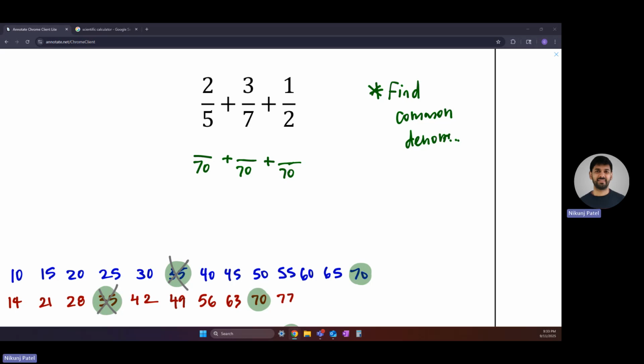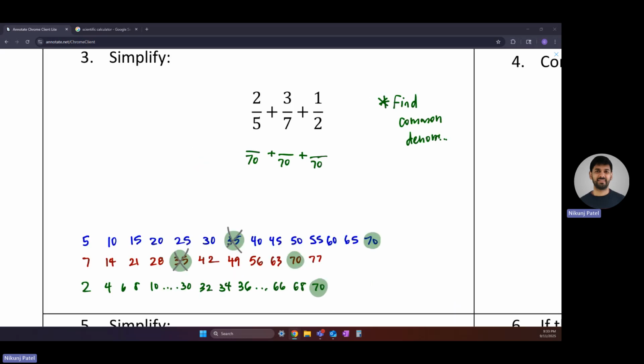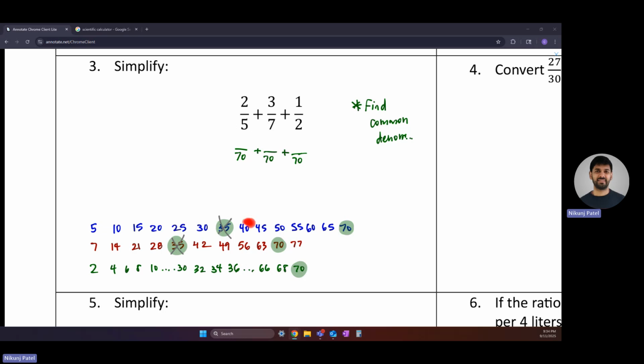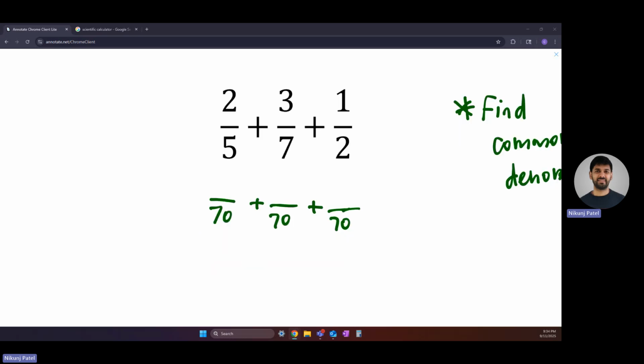So what happened was, for the 5, we need to think about what we multiplied 5 by to get 70. Well, if you go back down here, it took us 14 numbers to eventually get to the 70. So 5 times 14 equals 70. So up here, I'm going to write it like this, 14 multiplied. So I also need to do 14 multiplied there. So 14 times 2 makes this fraction 28 over 70. 2 over 5 is the same thing as 28 over 70.